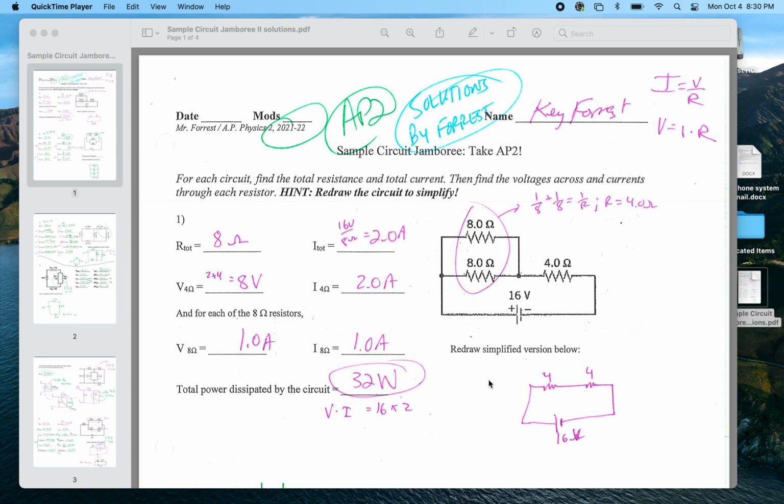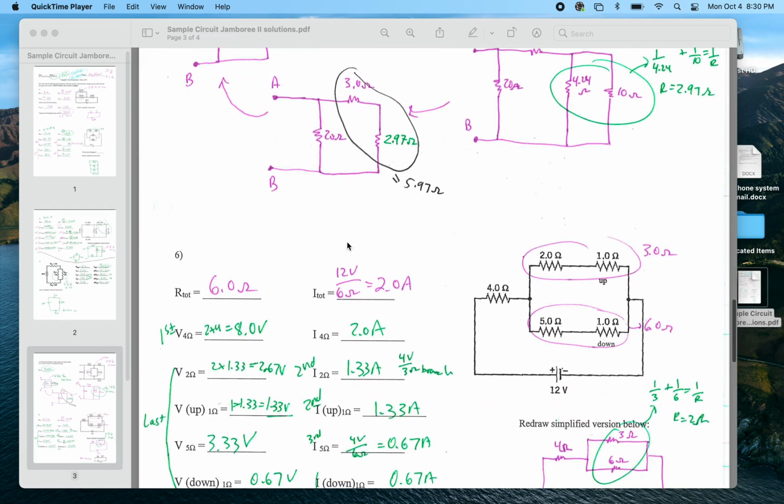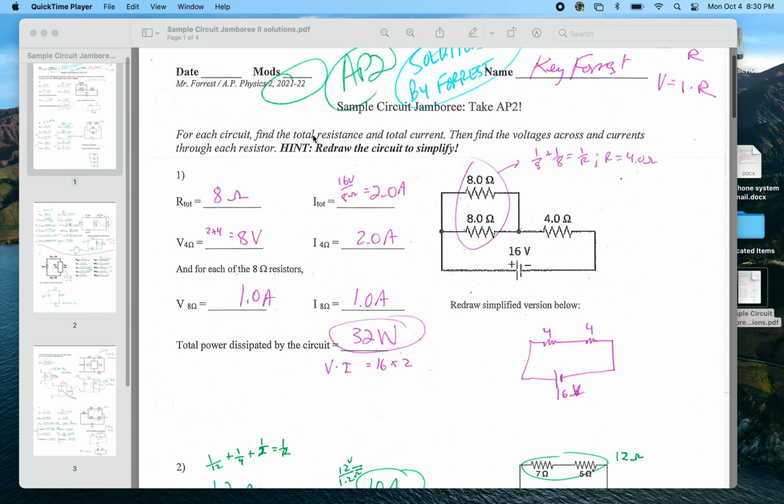Alrighty, this is my explanation of the sample Circuit Jamboree Take AP2. So I'm going to go through all 8 of these, explain them a little bit. Hopefully my work can help with that, but if you want me to give some verbal solutions, I'll be happy to do that as well.